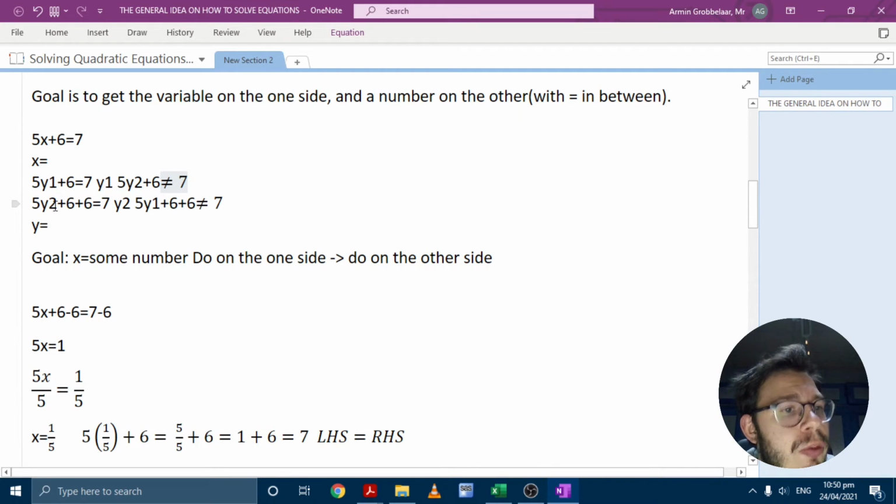Because y2 will solve this equation, so 5y2 plus 6 will equal 7, but in the first equation 5y2 plus 6 will not equal 7. And similarly, if 5y1 plus 6 is equal to 7, and we solve it, then 5y1 plus 6 is equal to 7. But in the second equation 5y1 plus 6 will not equal 7. Because we added the 6 on the one side, we changed the equation completely.